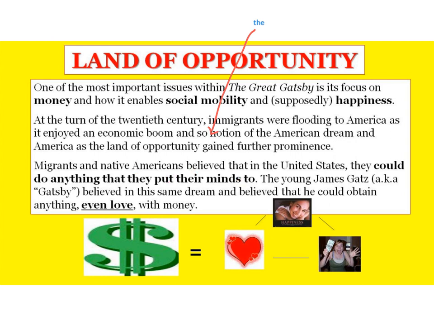So post-World War I, economic boom, a time of tremendous possibility to increase one's wealth, one's standing, through illegal means quite possibly as well, through prohibition, but that's still a form of opportunity, if you like. The young James Gatz, aka Gatsby, believed in this same dream and believed that he could obtain anything, even love, with money. So they're just getting a bit more specific to the world of The Great Gatsby and the land of opportunity. Very different, as I mentioned before, in terms of Of Mice and Men and Death of a Salesman. The protagonist here has tremendous wealth already, but then the notion of love enters the mix in amongst this idea of money and enormous wealth.